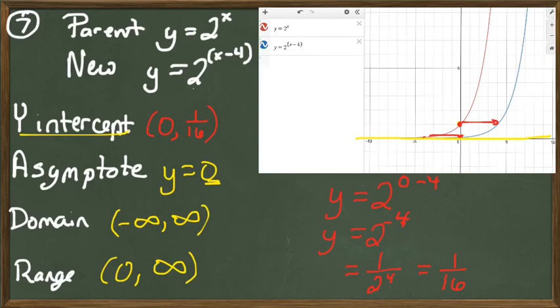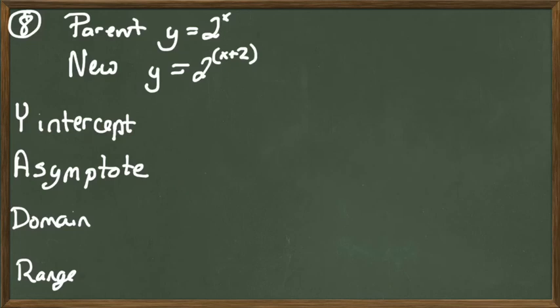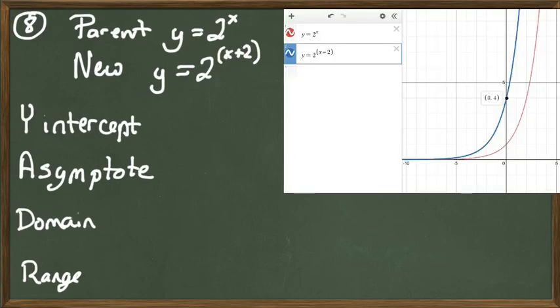So when it was minus 4 in the exponent, we went right 4. What do you think is going to happen when we have a plus 2 in the exponent? If you answered go left 2, that spot is going to become over 2 units to the left. So my new y-intercept is (0, 4). Our asymptote has not changed on this one, so y equals 0. Our asymptote is only going to change if we change the vertical position. Our domain will not change through any of these exponentials. And our range, we are going up, so we start at 0 and go up to positive infinity.